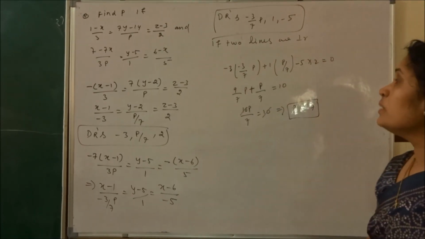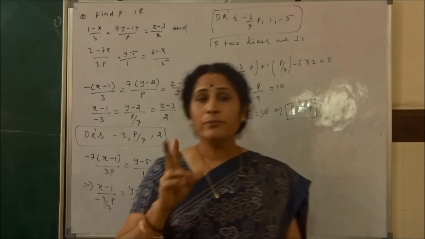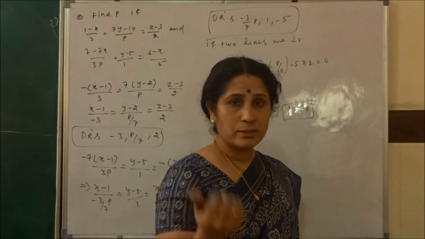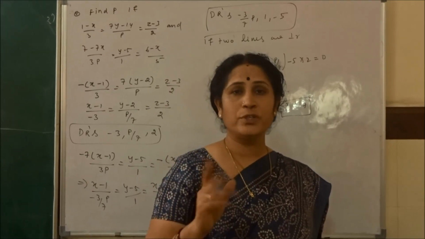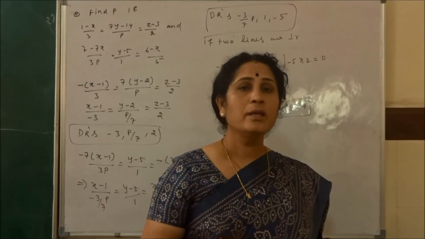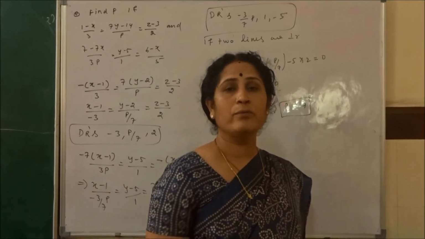Clear to you? So this is the very easiest one. So what I told you, if two lines are perpendicular, first you consider direction ratios. Before considering direction ratios, you should check the coefficient of x, y, z must be 1. Then take the direction ratio dot product equal to 0. Automatically you will get the value of p.